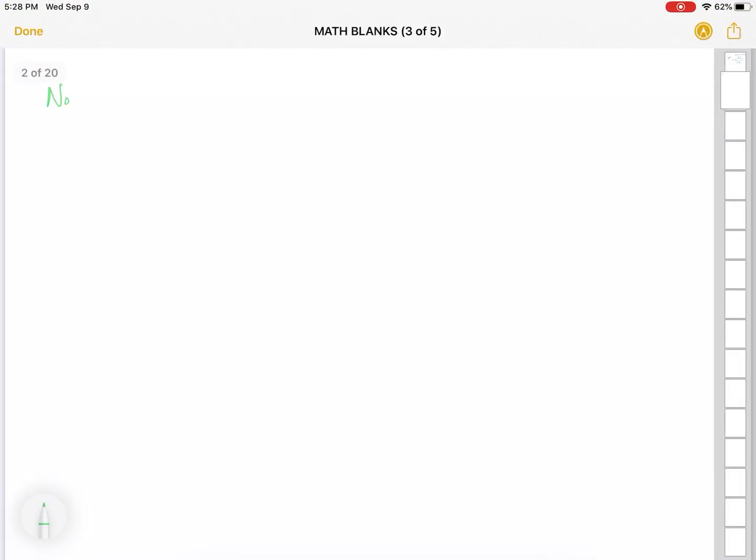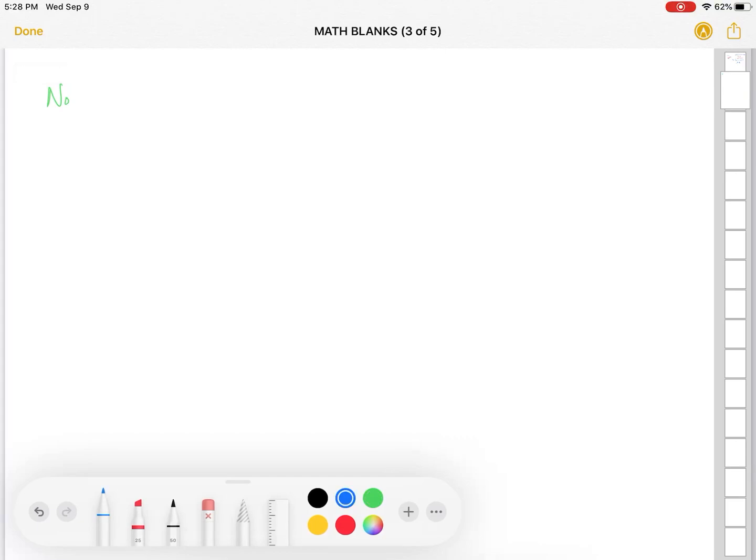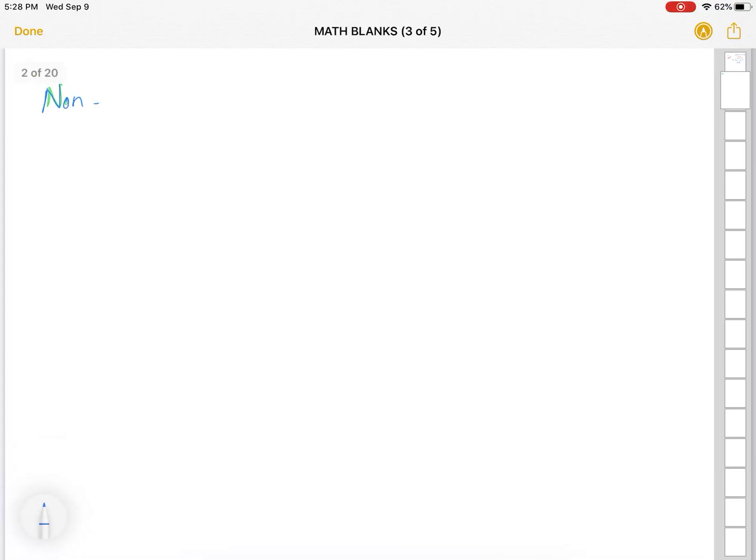Hi. So someone in the class asked for a little more clarification about non-permissible values. When something's non-permissible, it's basically not allowed.